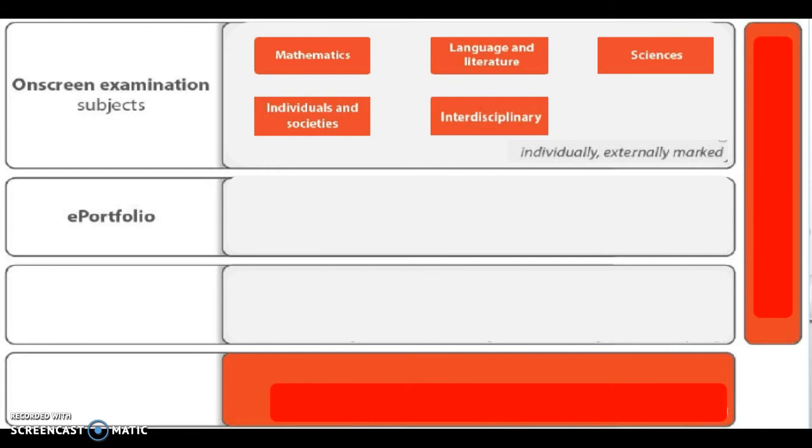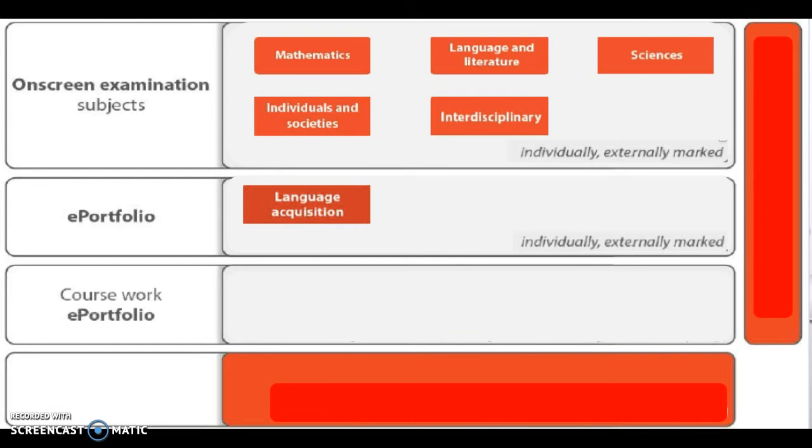Now, the e-portfolios are within language acquisition. So if you do language acquisition, you have a special type of e-portfolio. And what's special about this one is that, again, the students complete the work, but these are sent away to be marked externally. So there is no need for schools to be marking language acquisition unless you want to have an indication of what students might or might not achieve on the coursework.